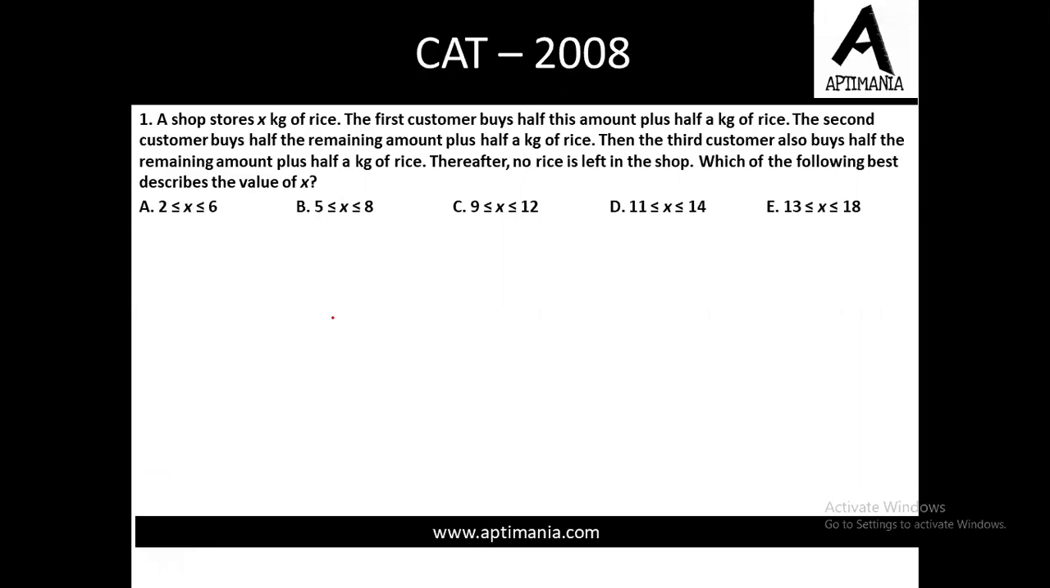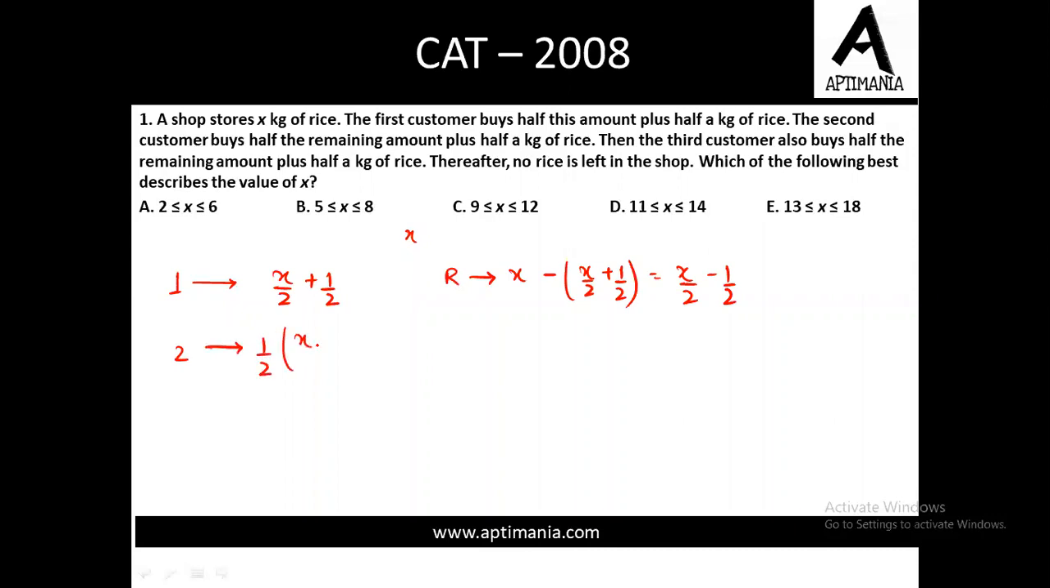The total quantity available is X kg, right? When the first customer came, he purchased X by 2 plus 1 by 2. So the remaining amount will be X minus X by 2 plus 1 by 2, which is equal to X by 2 minus 1 by 2. The second customer comes in and he'll be purchasing half of this quantity, that is half of X by 2 minus 1 by 2 plus half kg, right?